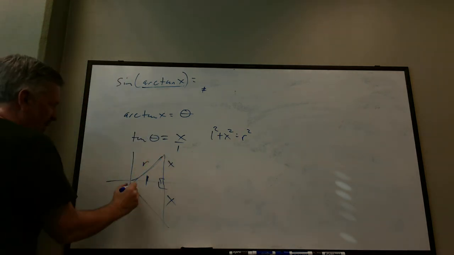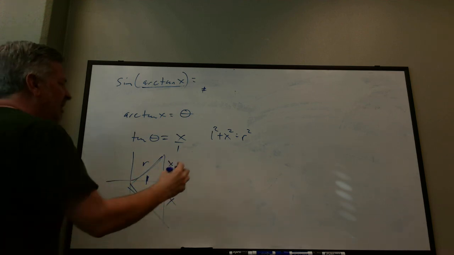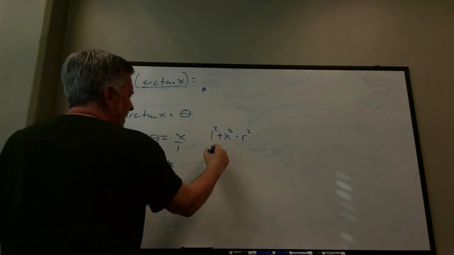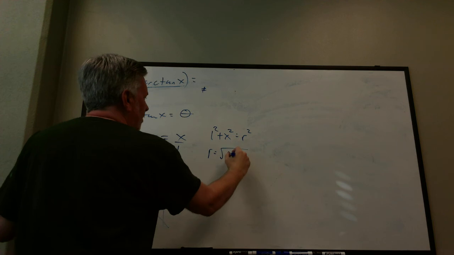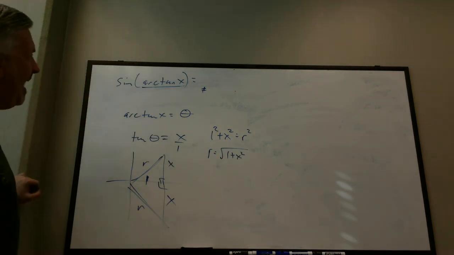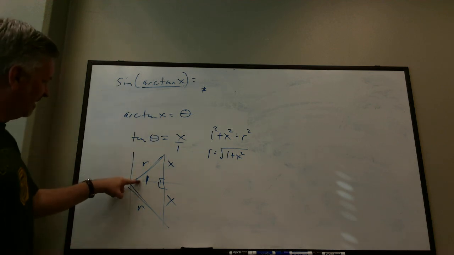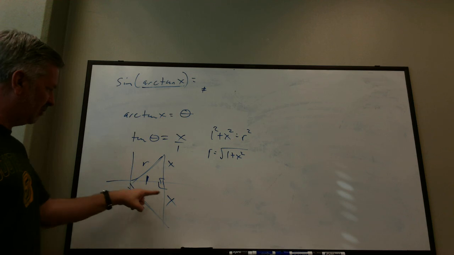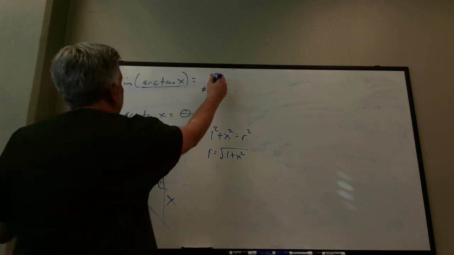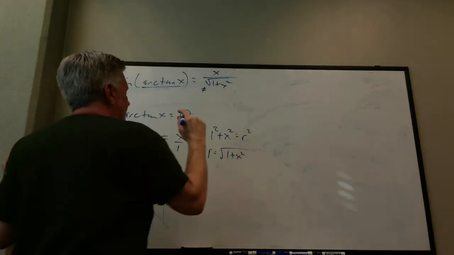Same thing here, right? That r and that r would be the same because both of them are 1 and x. So r is the square root of 1 plus x squared. So that's the hypotenuse on both of those. Okay, now that I have the correct picture, let's take the sine. Sine is opposite over hypotenuse. So it's just x over the square root of 1 plus x squared.